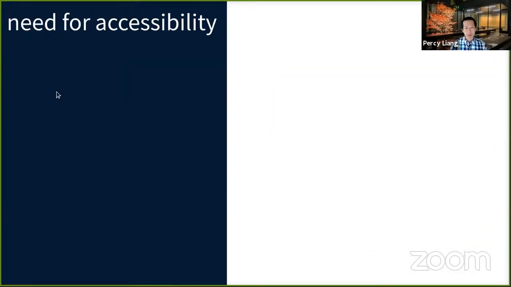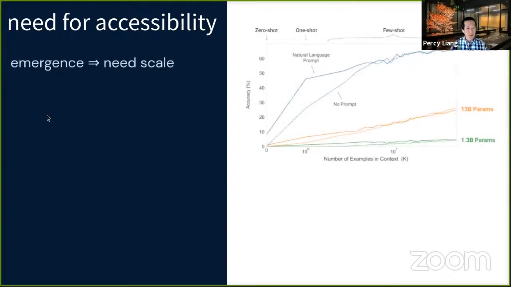So why is accessibility so important? Can academia just work on methodological improvements on smaller models and have industry take these and deploy them? Or just take existing large models such as RoBERTa, which you can download and analyze? And I want to argue that this is not enough. So first, because of the emergence property of foundation models, you'll just miss important things if you work at smaller scales. If you're working with a 1.3 billion parameter GPT-3, it doesn't look like in-context learning is working at all. It only happens when you scale up.